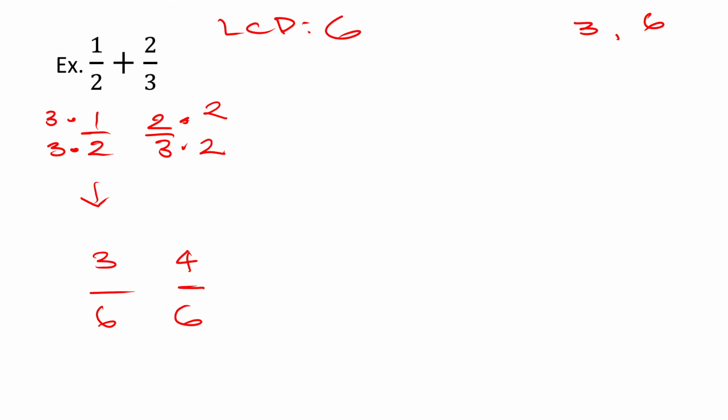So now we have 3 over 6 plus 4 over 6. Combine both numerators, 3 plus 4, all over 6. 3 plus 4 is 7. And you keep the denominator the same, 6. So we have 7 over 6.